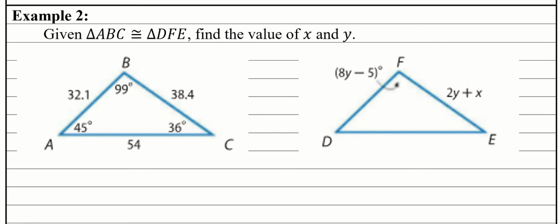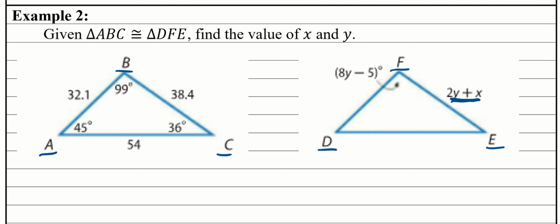Okay, so if I look at these here, I notice they're arranged the same, which is helpful. So I see A and D, B and F, and then C and E. So I know that all the angles in one are going to match up to all the angles in the other, and same thing with the side lengths. So if I'm trying to solve for X first, I have Y in the equation as well. So let's leave that for now, and let's see if we can figure out what Y is first on its own.